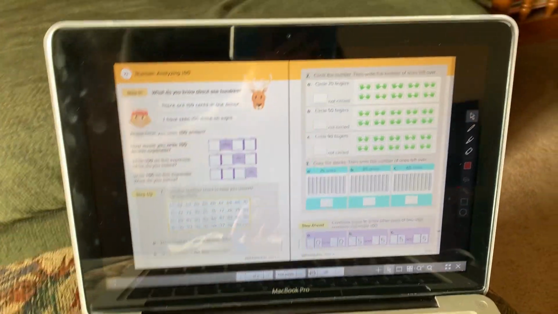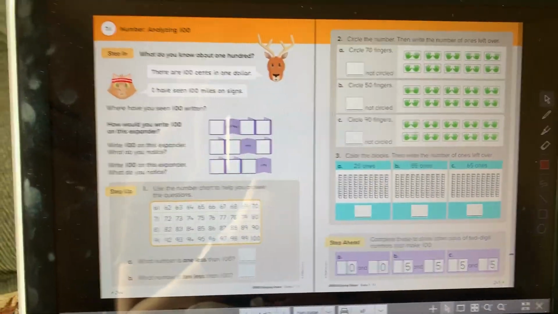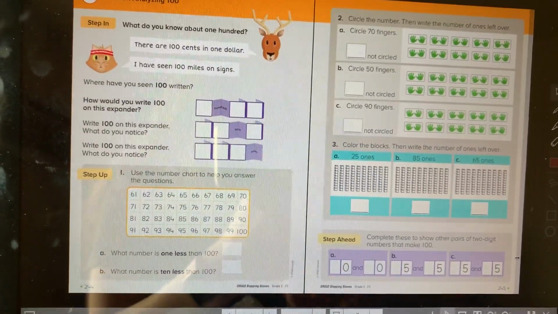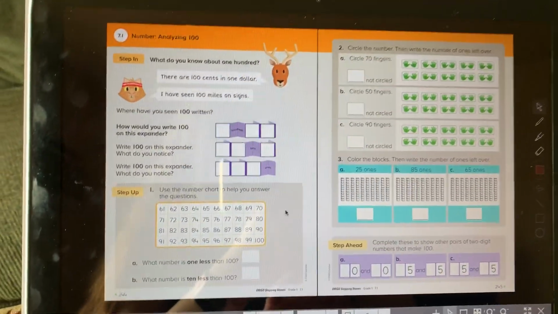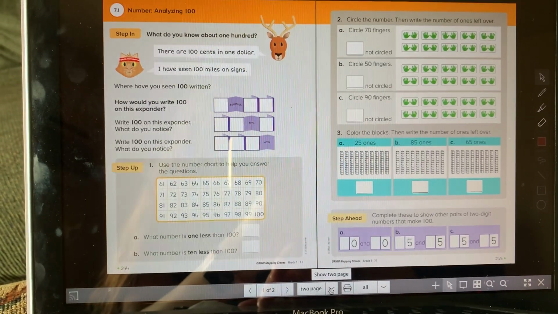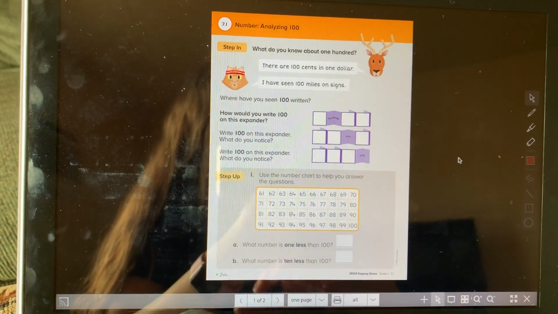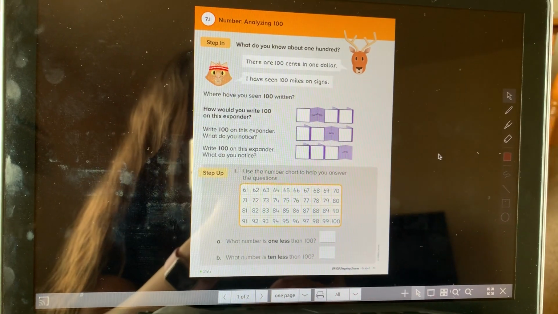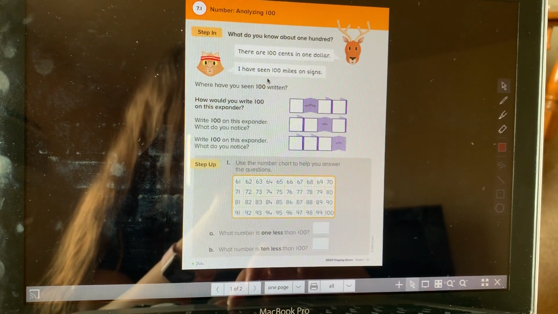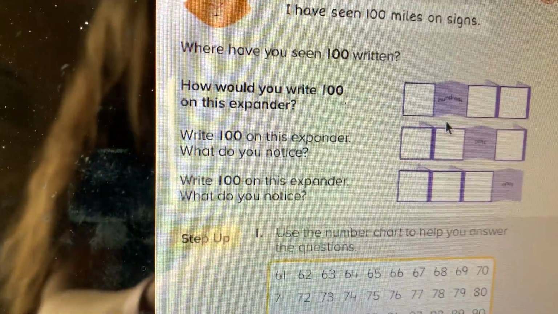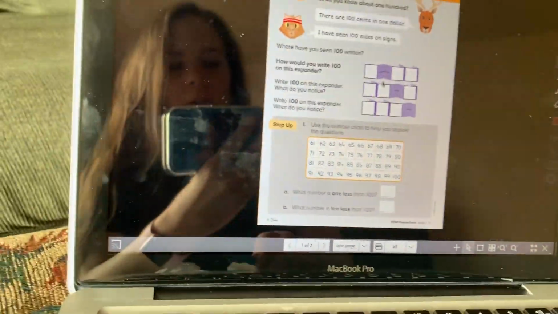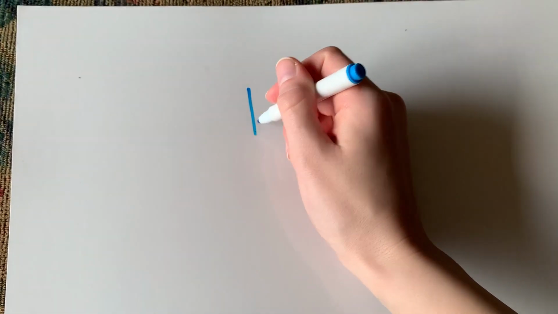All right, so like I said, this is module 7.1, and you will have this in your workbook. This is just the computer version, what you guys see when I pull it up on the smartboard. Let me go to just the one page. There we go. So it's asking, when we break apart 100, how would you write it? So we know that 100 is written 100. If I'm going to do it on the whiteboard, I would write 100.